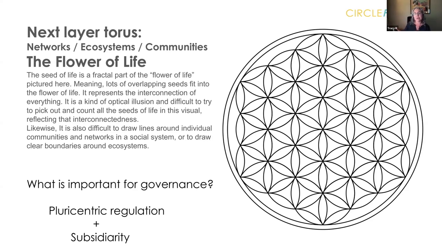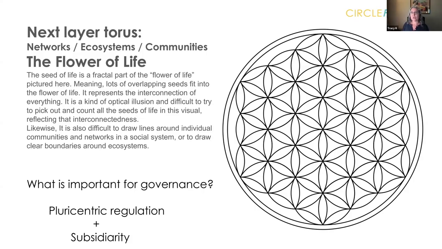And so I'm playing with this, but pluricentric regulation, to me, is a lot about subsidiarity, right? So the seeds of life perhaps being a really important part of where governance is happening. And then at this level, it's like, how are we bringing coherence to that kind of distributed network and way of being together?